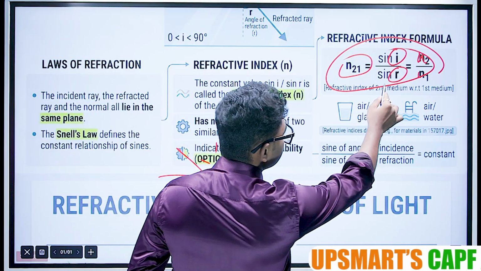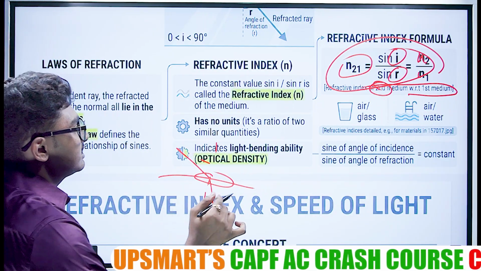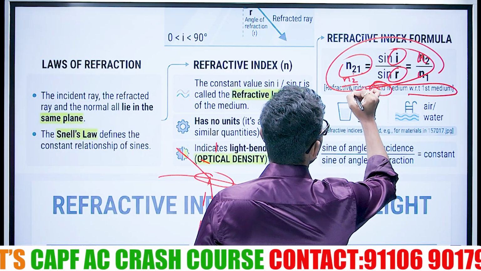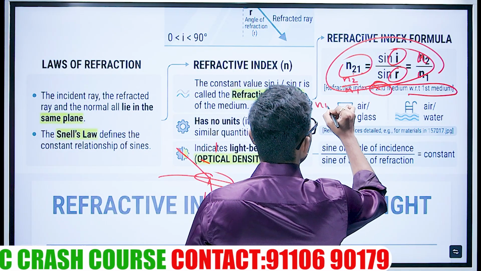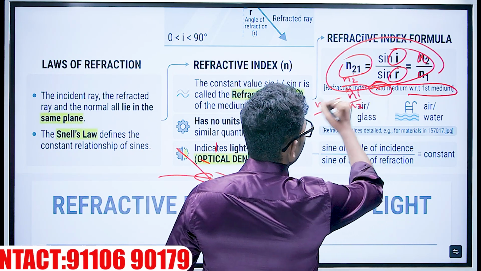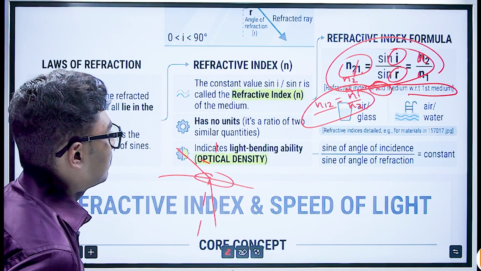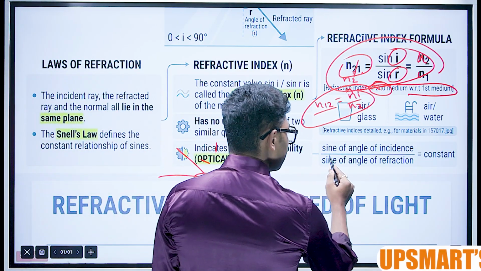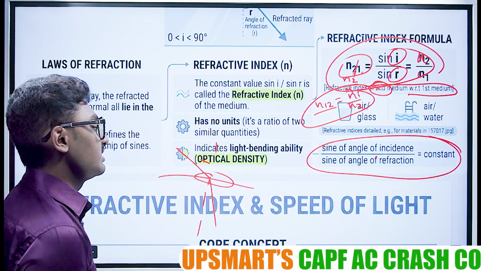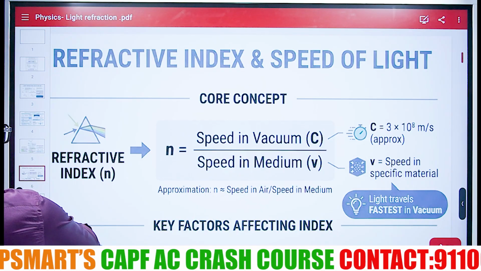See, they have given the second medium with respect to the first medium, n2 by n1. Always remember here n21, so n2 by n1. n12 is given as n1 by n2. Remember it. n21, so n2 by n1. Remember it. Then the sine of the angle of incidence and the sine of the angle of refraction is always constant. This is about Snell's law.